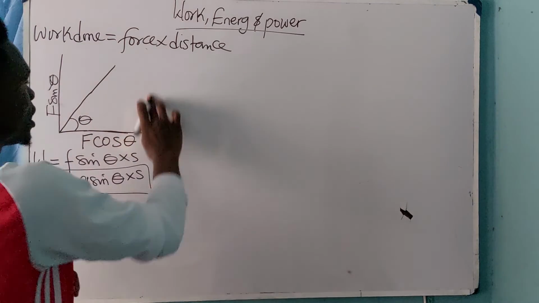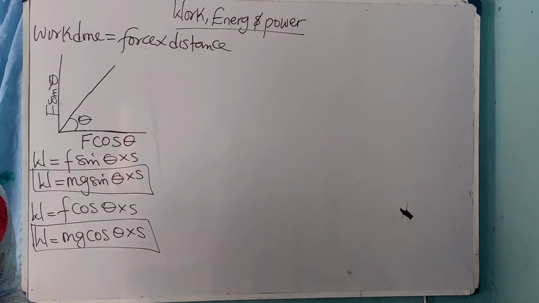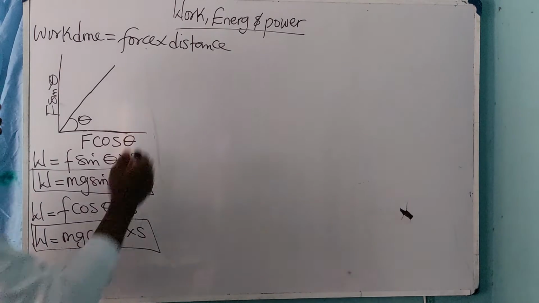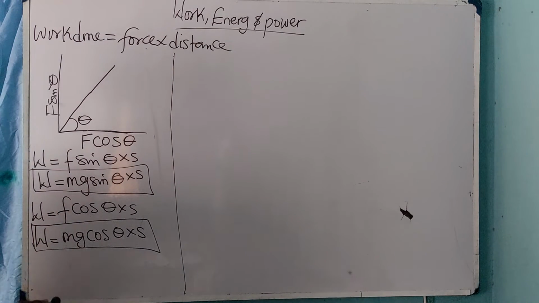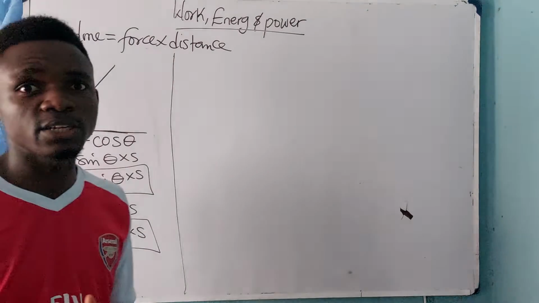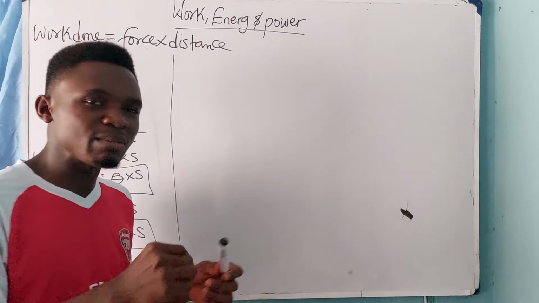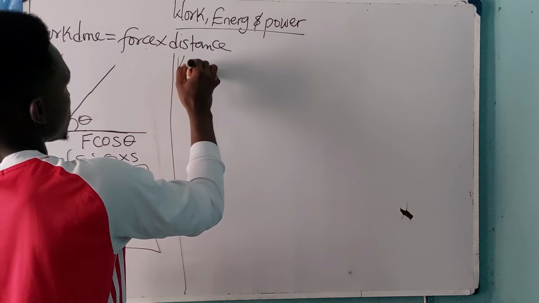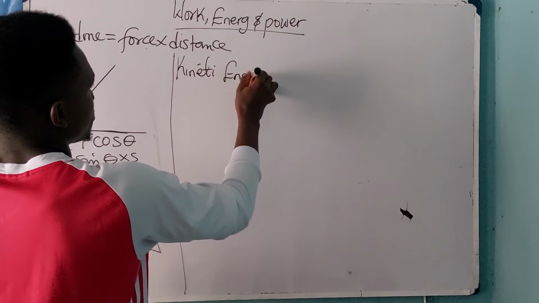Now the next one is energy. What is energy? Energy means the ability to do work. Energy has the same formula as work done, force times distance. We have two types of energy: kinetic energy and potential energy. The energy possessed by a body in motion is called kinetic energy.